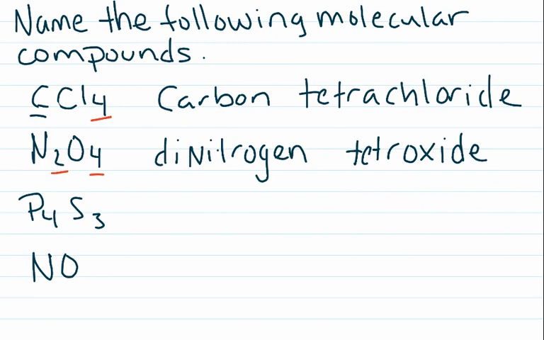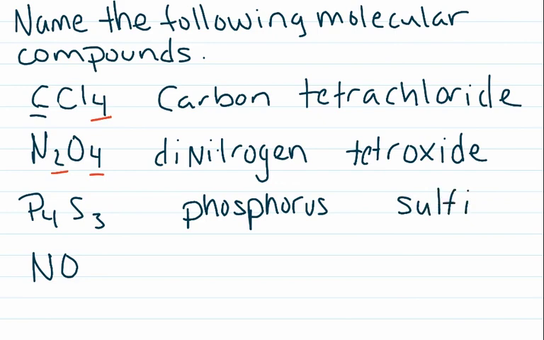Okay, so let's look at the next one. We have our first element, which is phosphorus, and our last element, which is sulfur. So we're just going to write sulf, which is the base name, with an "ide" ending. Add our prefixes. I think by now we know 4 is tetra, so this is tetraphosphorus, and the 3 is tri. Tetraphosphorus trisulfide.